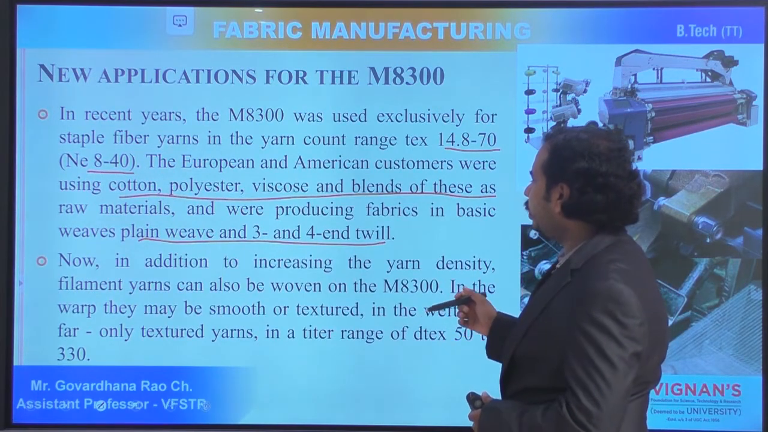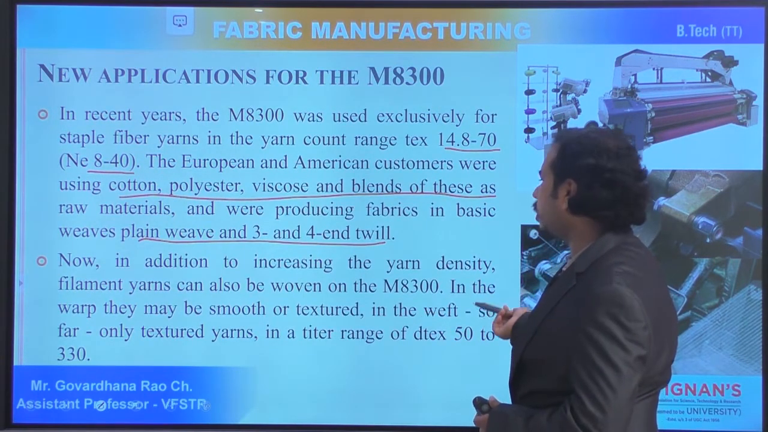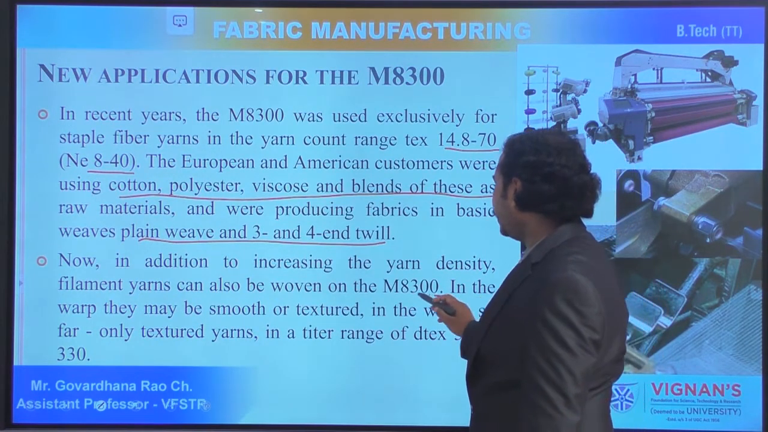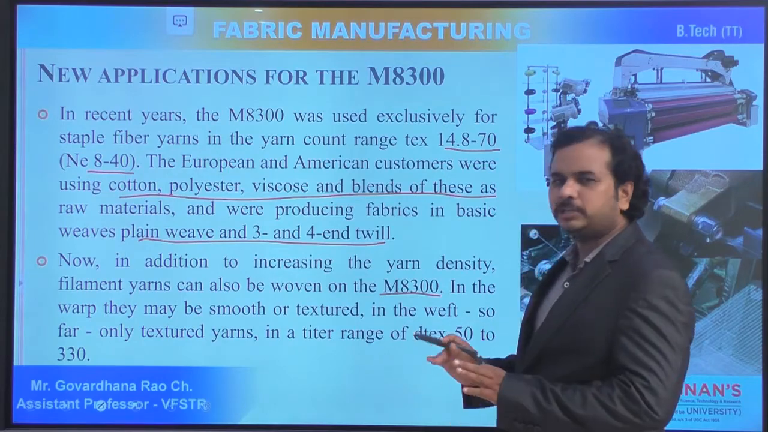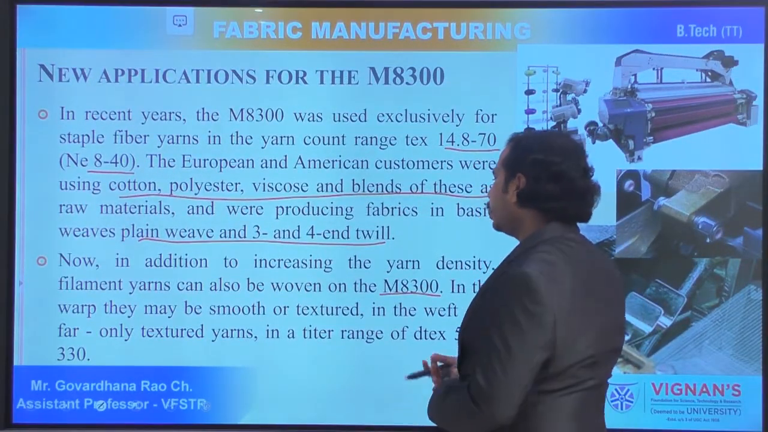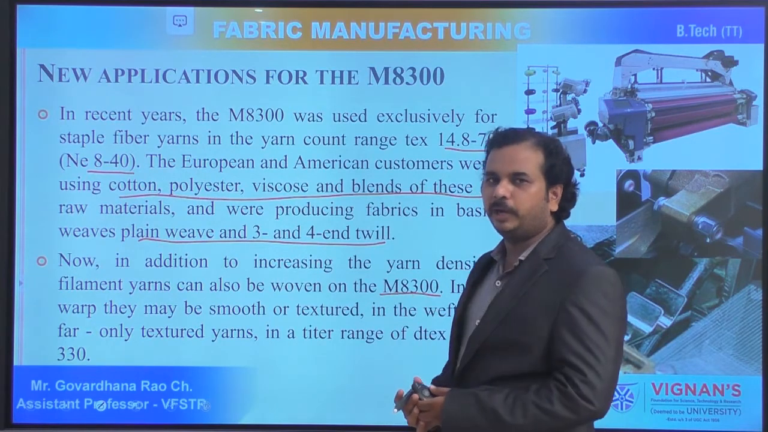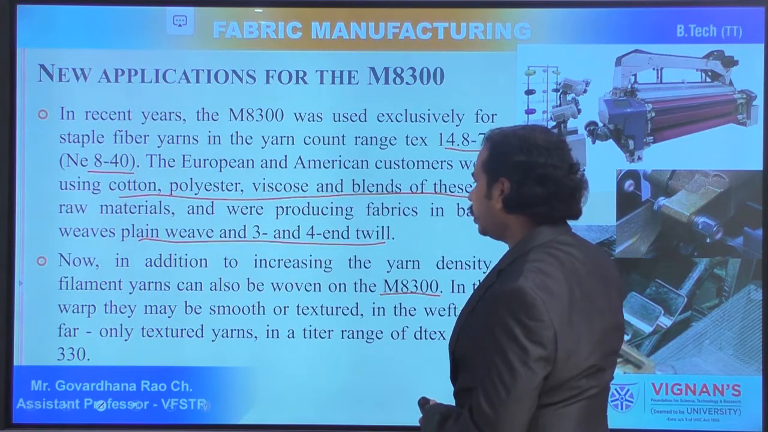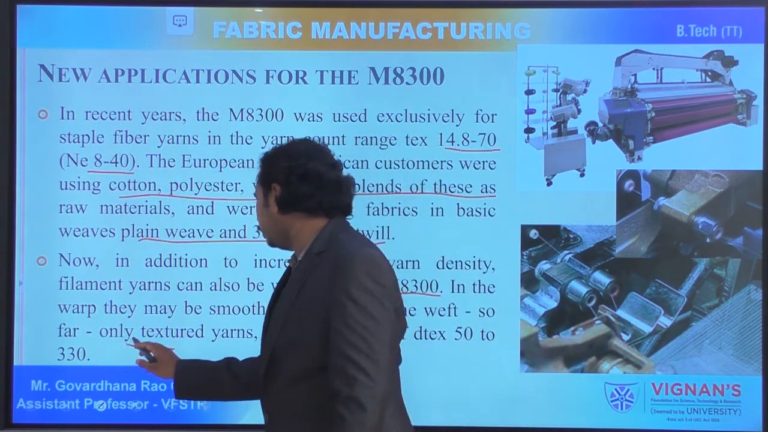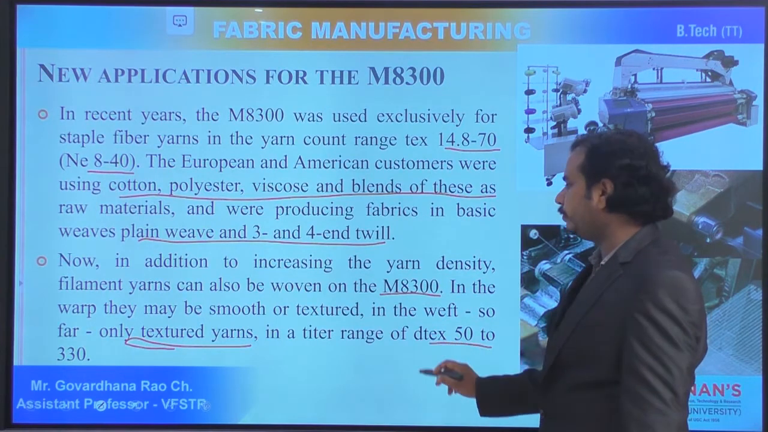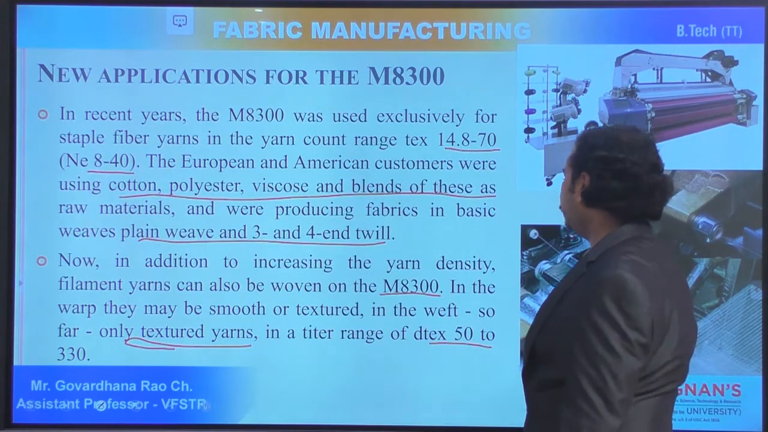Okay. Now in addition to increasing the yarn density, filament yarns can also be woven on the M8300. Hence it is the weaving elements and the shed forming elements, so we can also use filament yarns. So far only textured yarns in a range of 50 to 330 dtex are used.